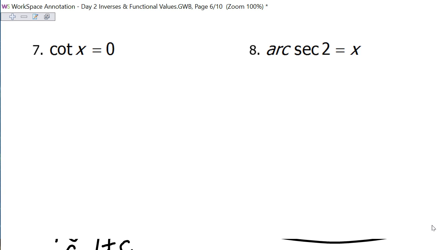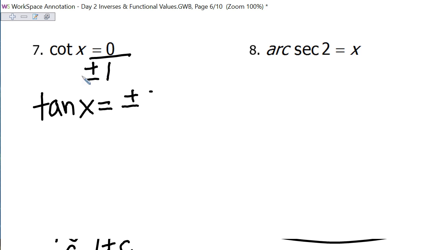Next one, number 7, instead of cotangent, what can I change that to? Tangent. The tangent of x is equal to, this could be 0 over what? 1. What else could it be? 0 over negative 1. So I'll put a plus or minus 1. So if the cotangent is 0 over plus or minus 1, the tangent would be plus or minus 1 over 0. And when you divide that, that means the tangent has to be what? Undefined.